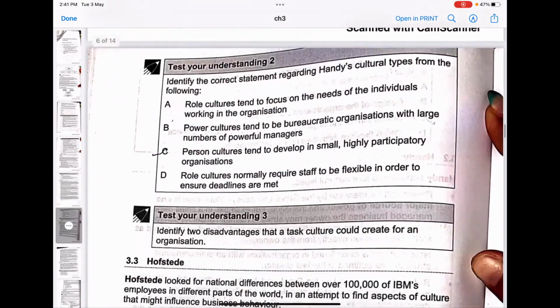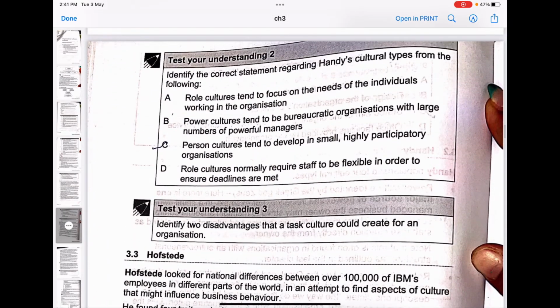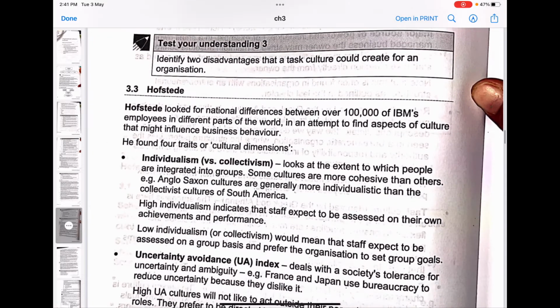We've seen it. Person cultures tend to develop in small and highly participatory organizations. Yes, that is true. Let's still see the fourth one. Role cultures normally require staff to be flexible in order to ensure deadlines are met. That hasn't been mentioned anywhere.